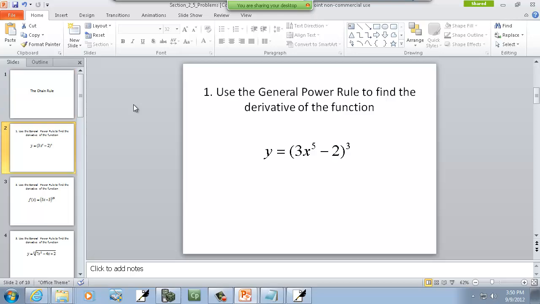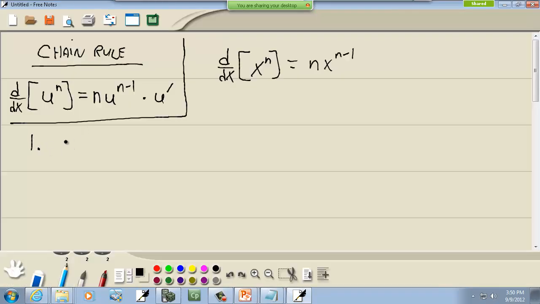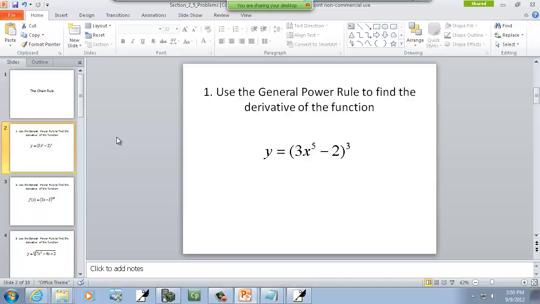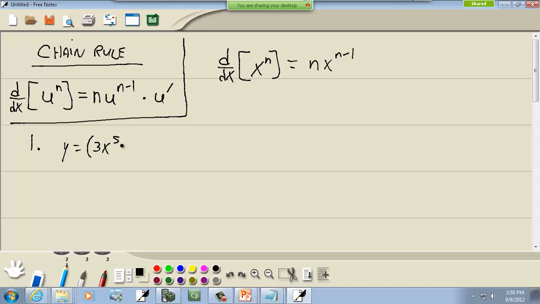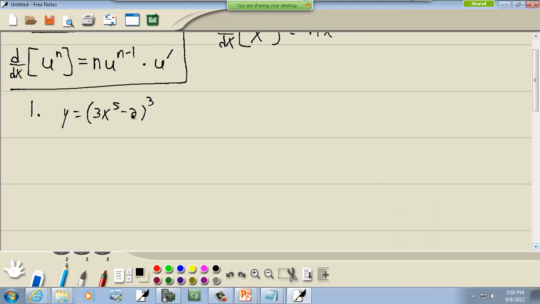And let's look at our first problem. We've got y is equal to 3x to the 5th minus 2 to the 3rd power. Now again, we got something to a power. Well, this is going to be our u, what's inside the parentheses. So we need u prime. Well, the derivative of that would give us 15x to the 4th. Take your power, put it out in front. 3 times 5 is 15, lower it by 1, and negative 2 drops away.